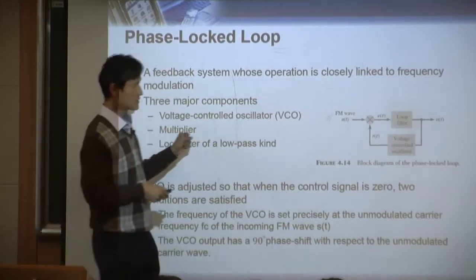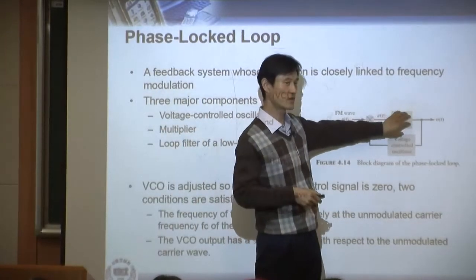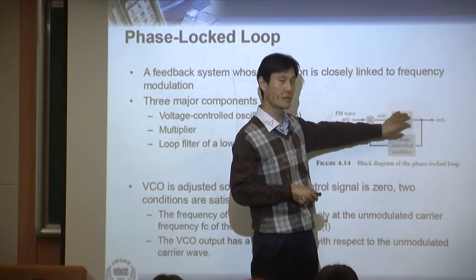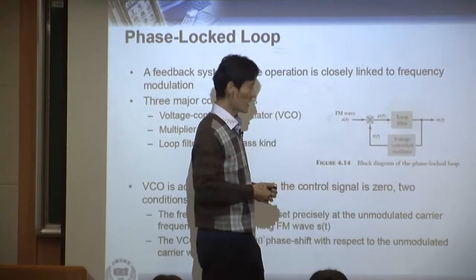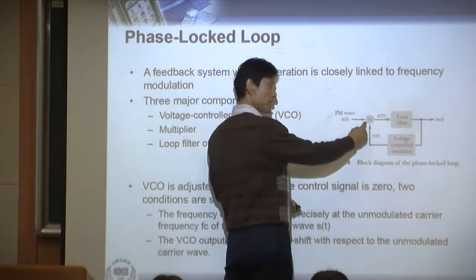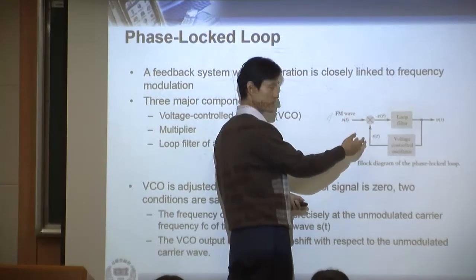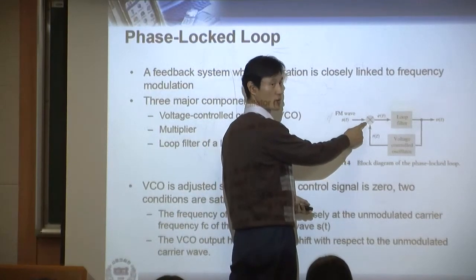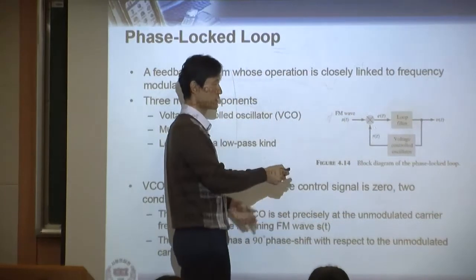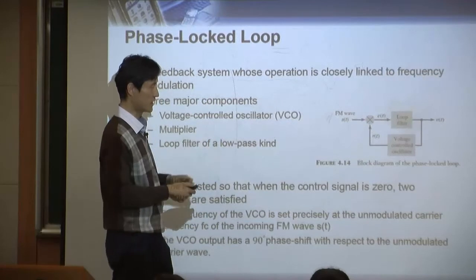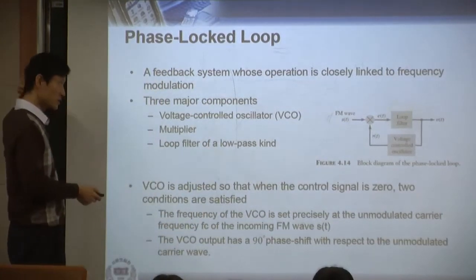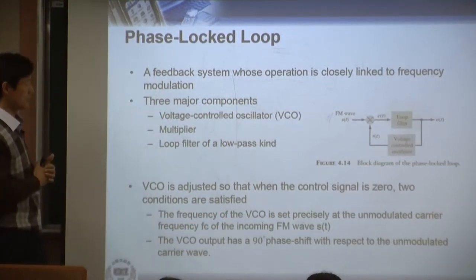Second important thing is the loop filter. But this loop filter is almost the same as a low pass filter. Okay? So we have a filter. And the third thing is the multiplier. But this multiplier is just the same multiplier we use all the time. So the most important thing is the voltage controlled oscillator in this PLL. So we have three different major components.